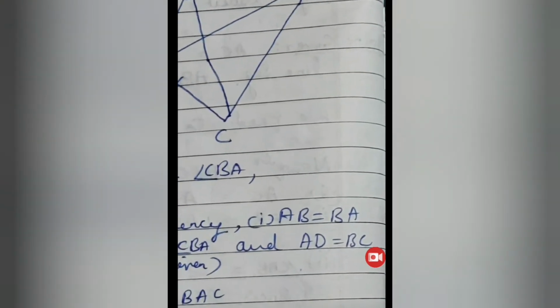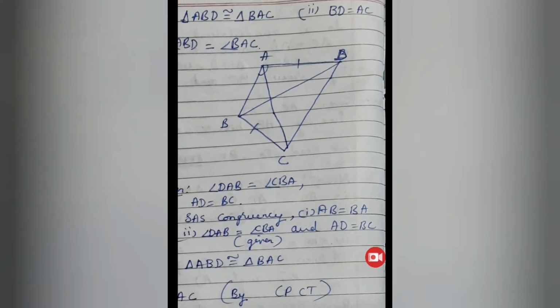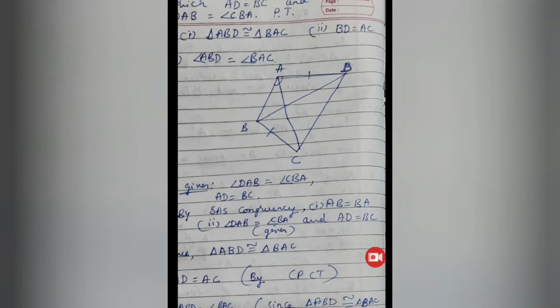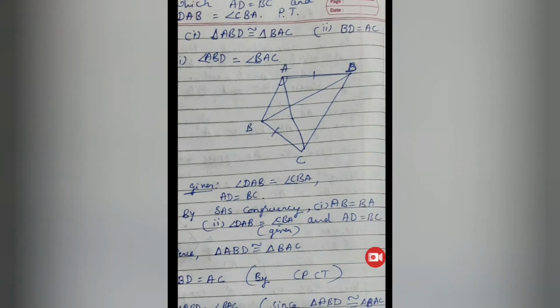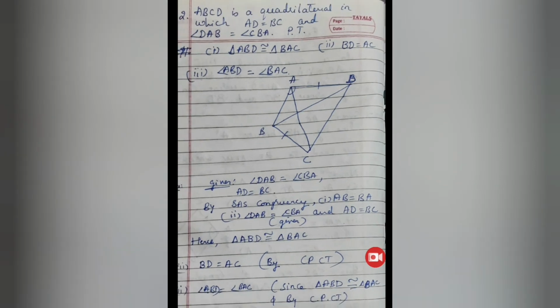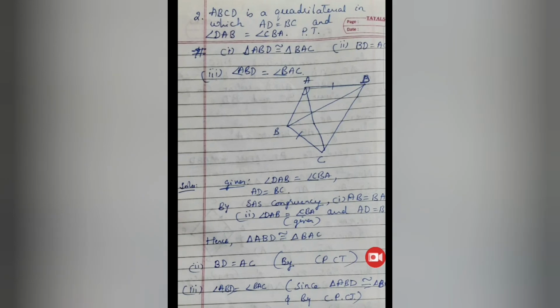So what you can say is AB is equal to BA or AB. Why? Because it's a common arm. So what you got? You got two sides, AB is equal to AB, AD is equal to BC, angle DAB is equal to angle CBA. So therefore SAS congruency is proved. What you can say that both the triangles are congruent, right? Yes, so congruency has been proved here.